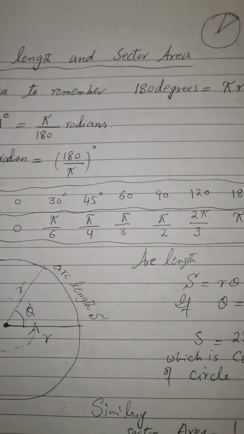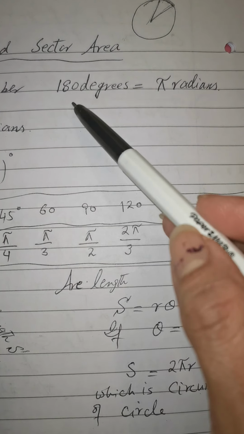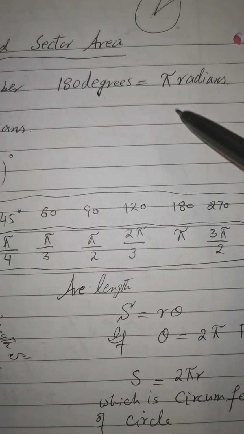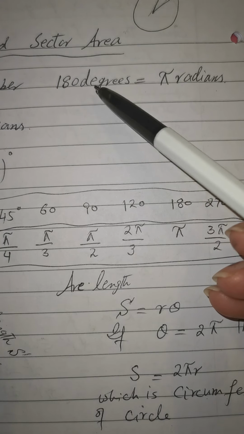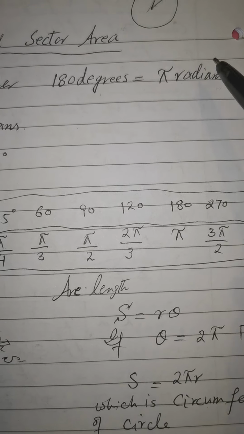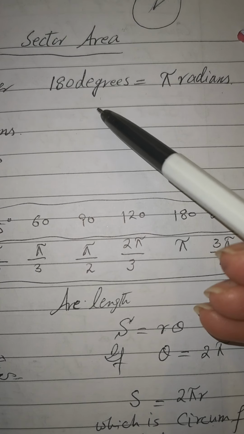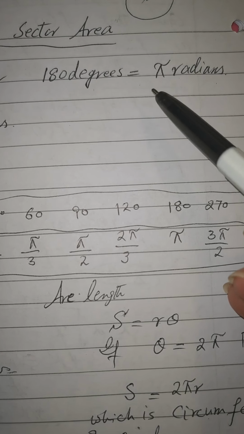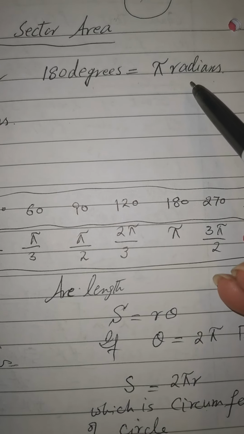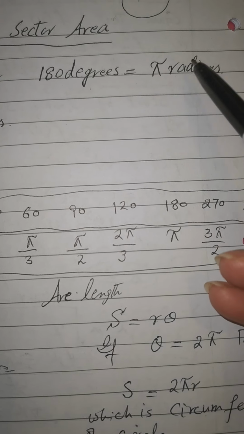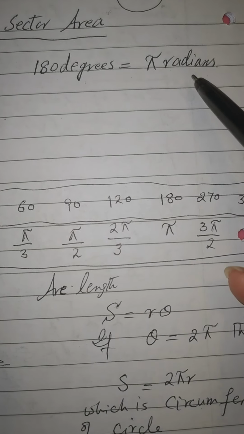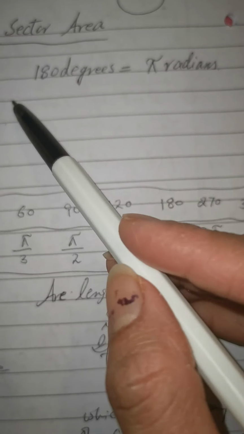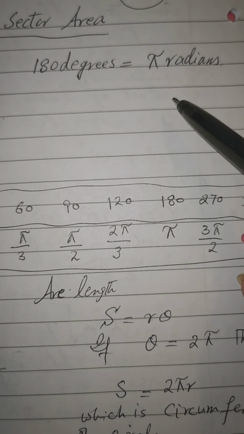First of all, we have to remember one thing, that 180 degrees is equal to pi radians, right? And it will give us the relation between degrees and radians. So they can ask you to convert degrees to radians, or radians into degrees. From this relation, we will find the formulas of both conversions.